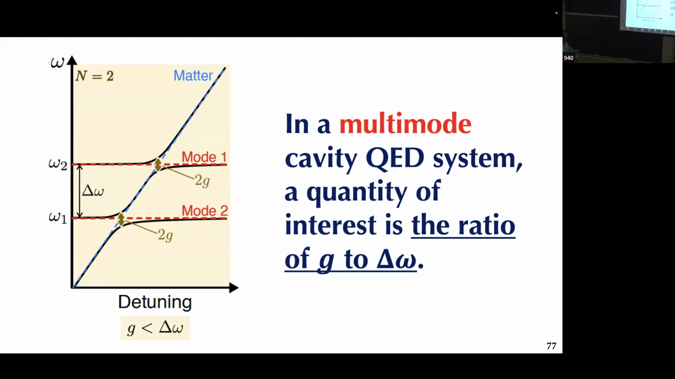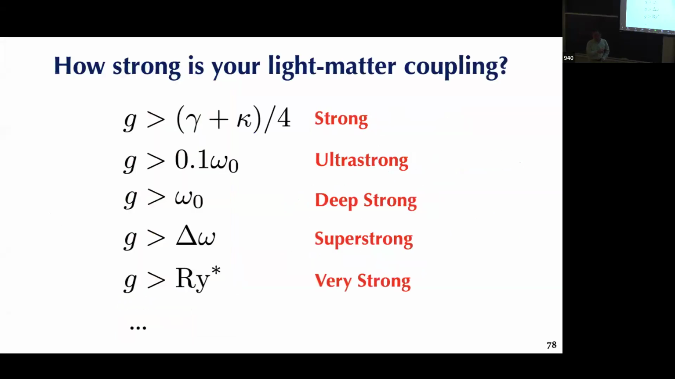This happens when you have multiple modes. Okay? So the definition is very simple. You have two photonic modes and a single matter mode interacting with two modes, and then showing Rabi splitting with each photonic mode. But suppose what happens when G becomes larger and larger, larger than the intermode spacing. So super strong happens when G becomes larger than delta omega.